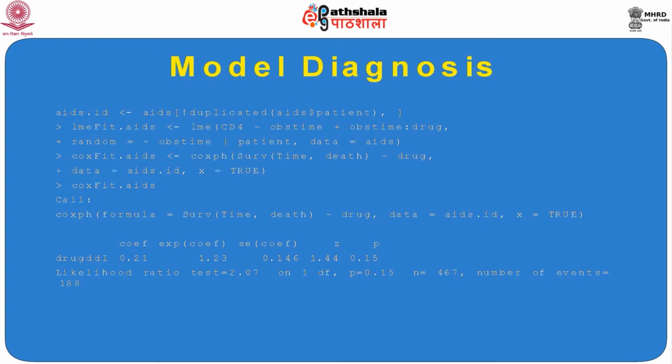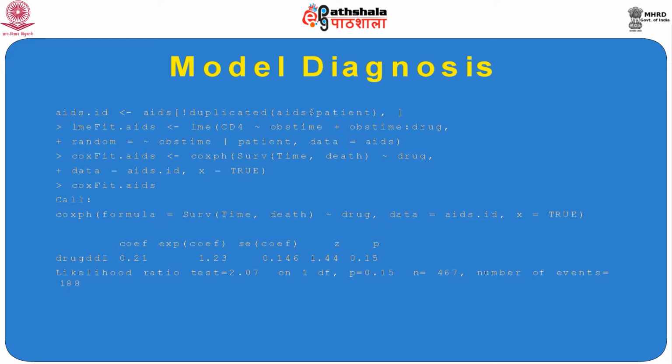Now for the next step, we are not calling this lmeFit.aids, so we will use lmeFit.aids later on. Another function we are using is coxph. This function is available in the library called survival, but the earlier function can be obtained from the library nlme or library JM. The lme function basically comes from the library called nlme, but in this library JM is also compatible.